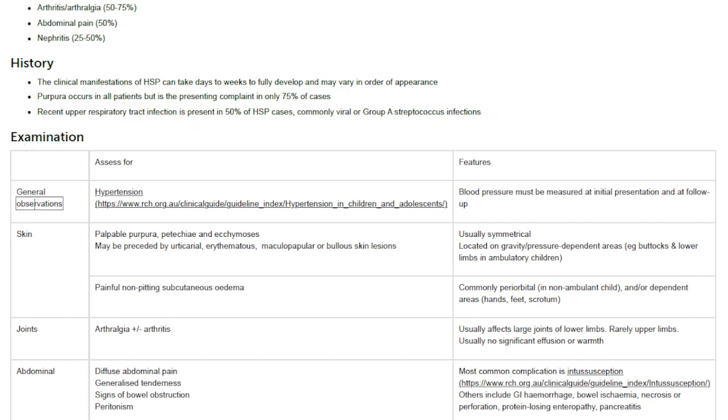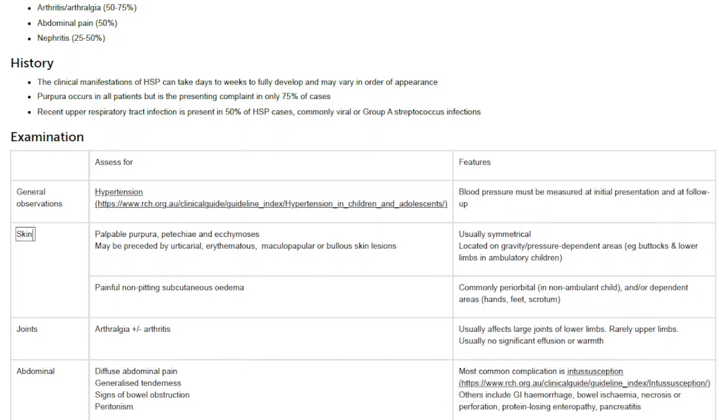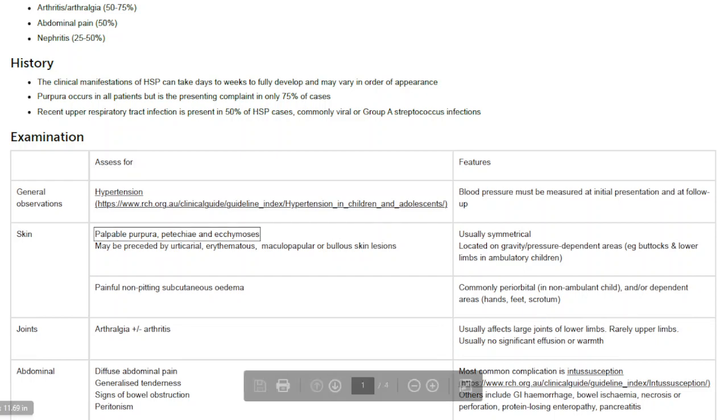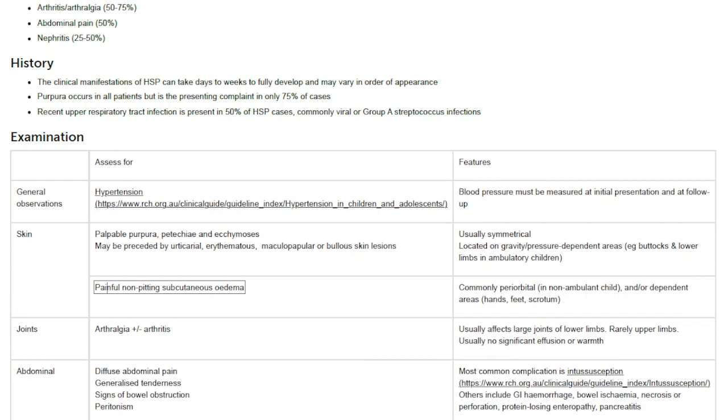Examination. General observations. Blood pressure must be measured at initial presentation and at follow-up. Skin. Assess for palpable purpura, petechiae, and ecchymosis. May be preceded by urticarial, erythematous, maculopapular, or bullous skin lesions. Painful non-pitting subcutaneous edema.